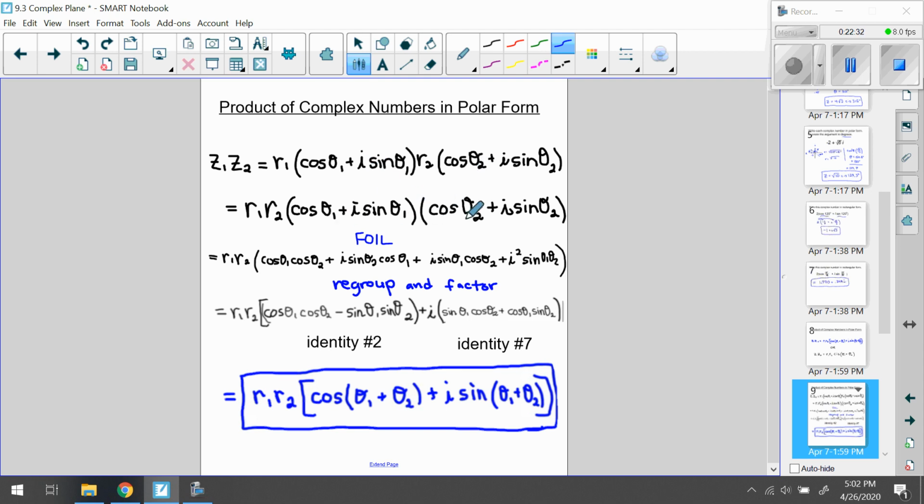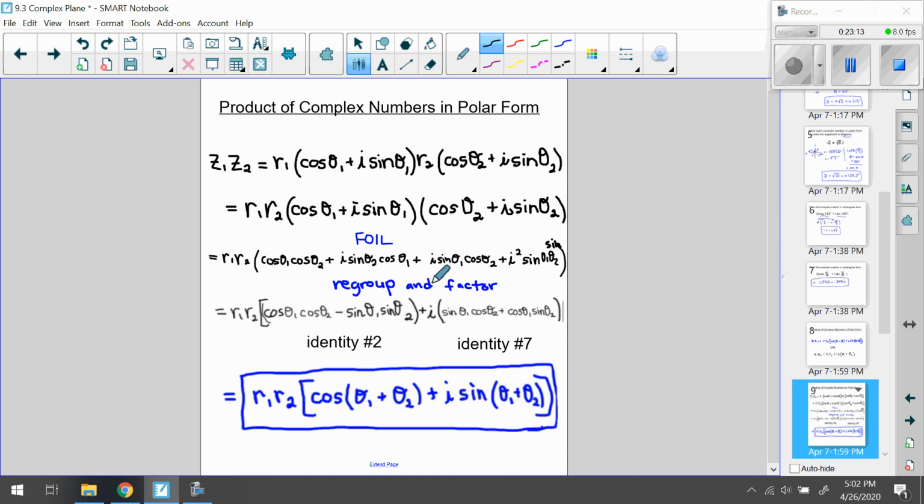And so when you do that, you get cosine theta 1 times cosine theta 2 plus I sine theta 2 cosine theta 1. That's this one in the back term. And then the inner terms, you get I sine theta 1 cosine theta 2. And then the last terms, you get I squared sine theta 1 sine theta 2. Actually, that should read, I left out a sign, there should be a sine right here. Let me fix that real quick. So sine theta 1 sine theta 2.